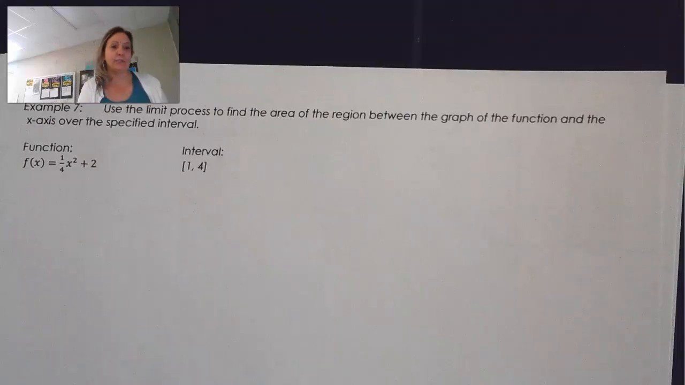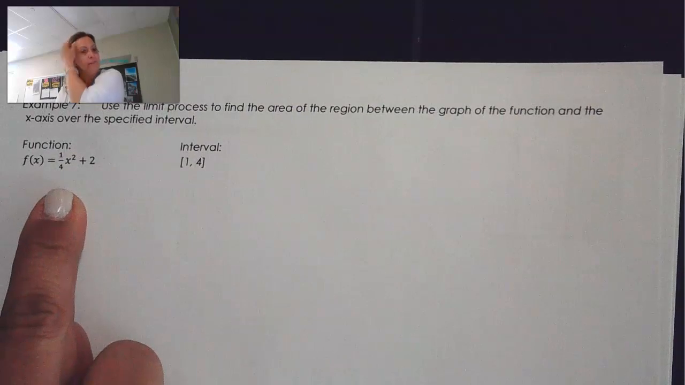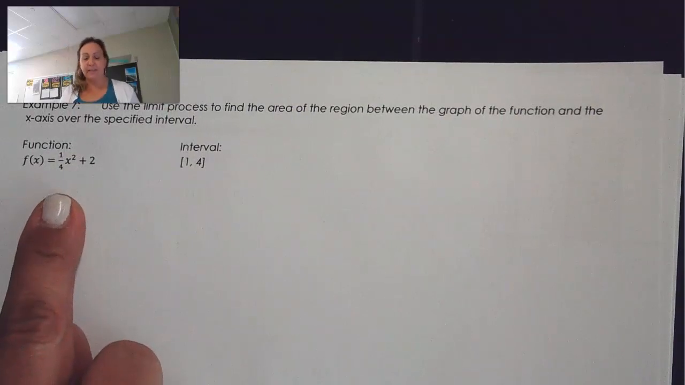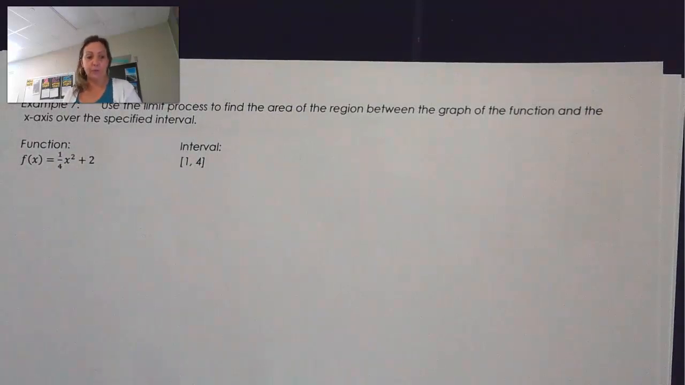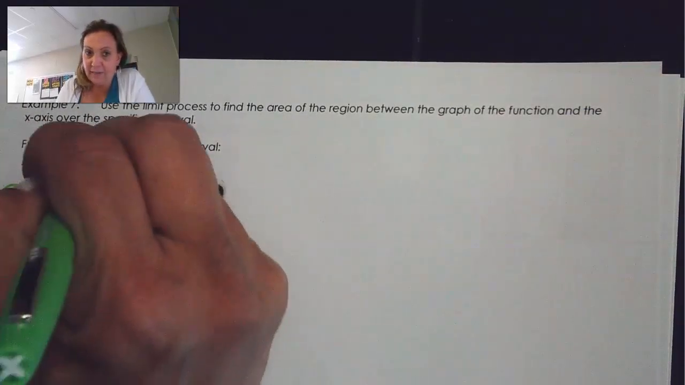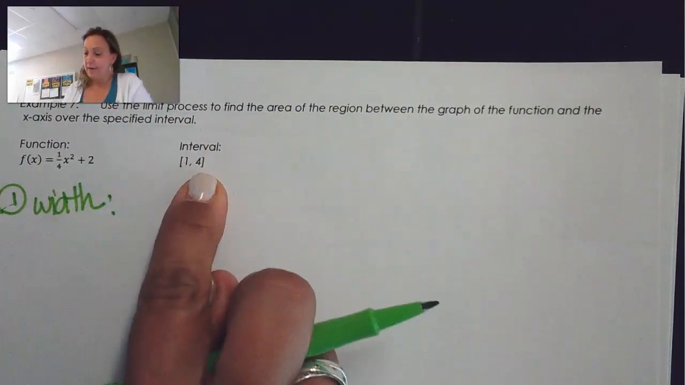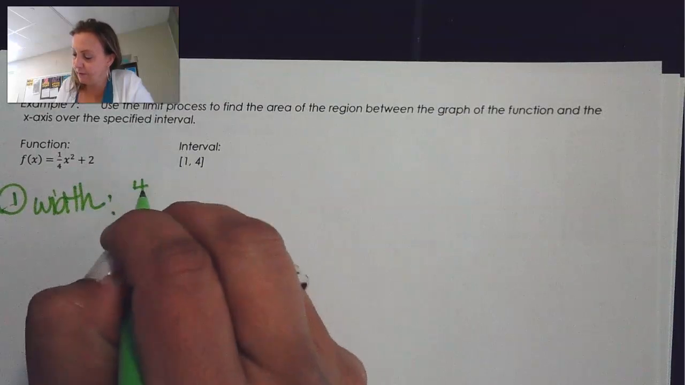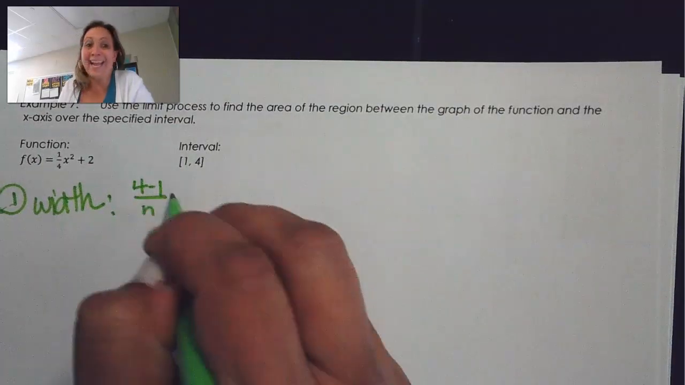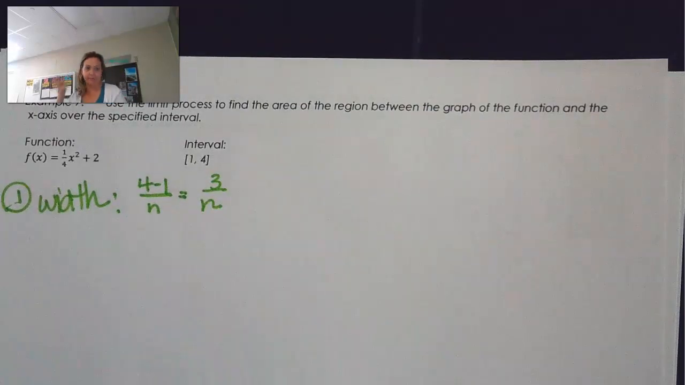Example 7 says, use the limit process to find the area of the region between the graph of the function and the x-axis over the specified interval. So here we have a new function, f of x equals 1/4 x squared plus 2, and then our interval is [1, 4]. So let's do the same thing. Let's start with our width. To find our width, we're going to take 4 minus 1 and then divide by n. So my width for this is going to be 3 over n. Okay.